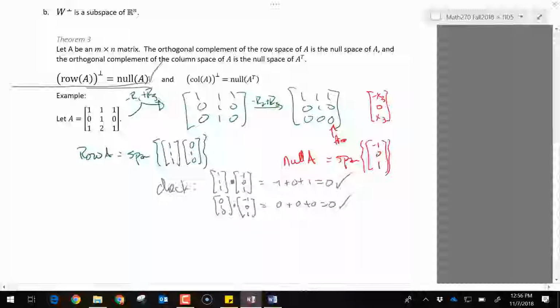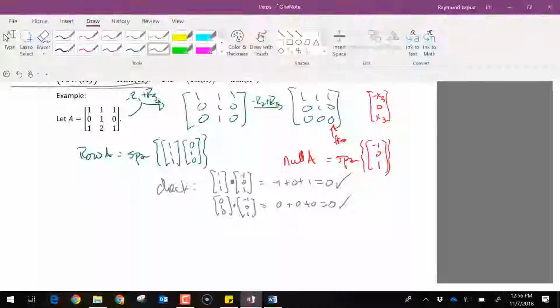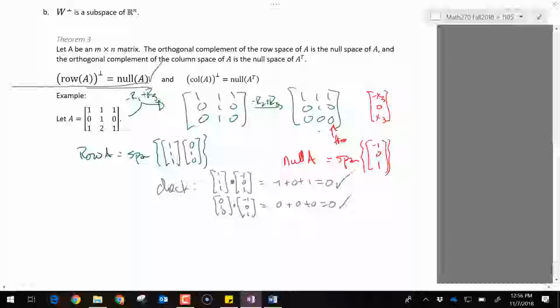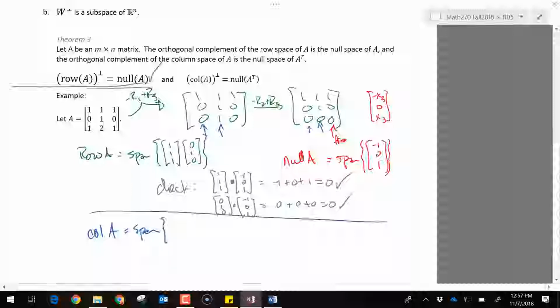And then we can do the same for the column space of A. All right, so let's check the column space. We have a pivot in the first and second columns. And so we take the first and second columns of the original matrix, so that the column space of A is going to be the span of 1, 0, 0 and 1, 1, 1.